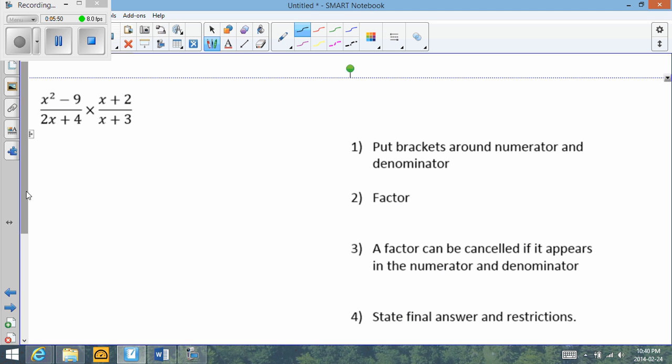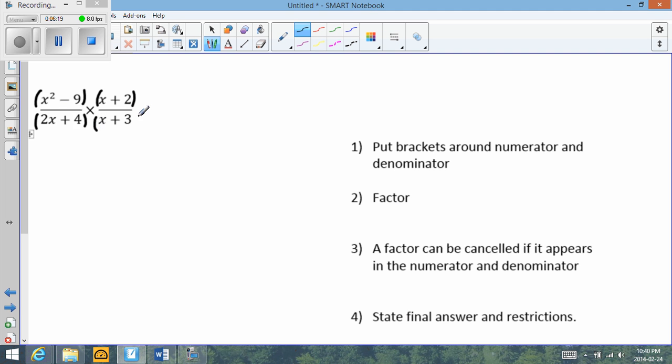Okay, x squared minus 9. So this is example 3, multiplying rational expressions. Simplify and state restrictions. So the first step we have to do here is put brackets around the numerator and denominator. This whole numerator is being multiplied by this whole numerator. It makes it a lot easier if we put brackets around them to make it clear that it's bracket times bracket. Okay, so we are multiplying numerators and multiplying denominators.